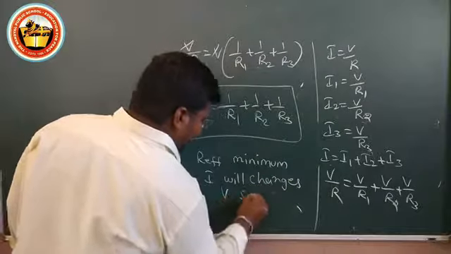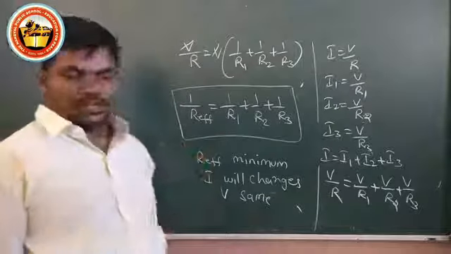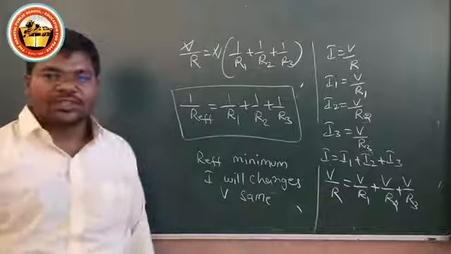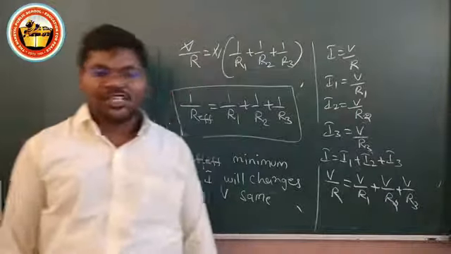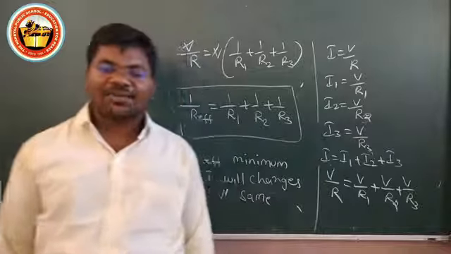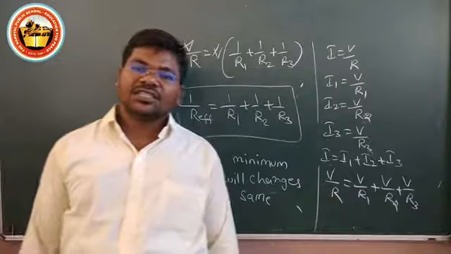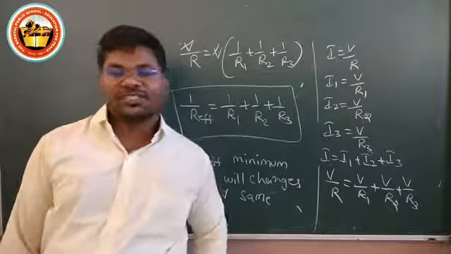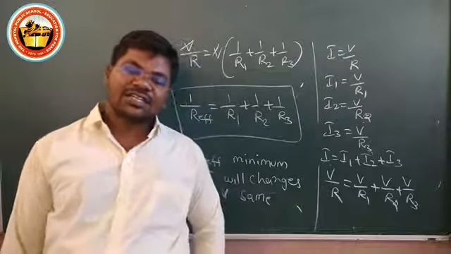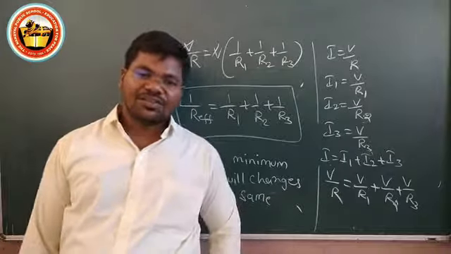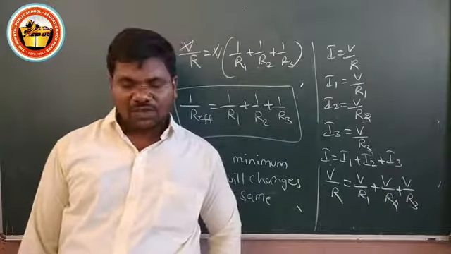V is the same, or constant, throughout the circuit. Now the reciprocal of the effective resistance of a parallel combination is the sum of the reciprocals of the individual resistances. The effective resistance in this case is 1 by R effective equals 1 by R1 plus 1 by R2 plus 1 by R3.